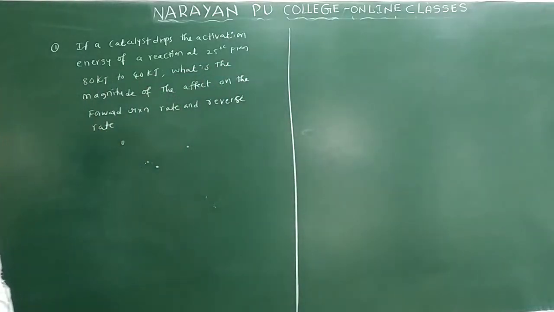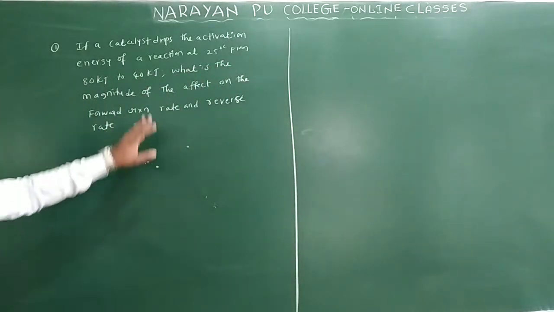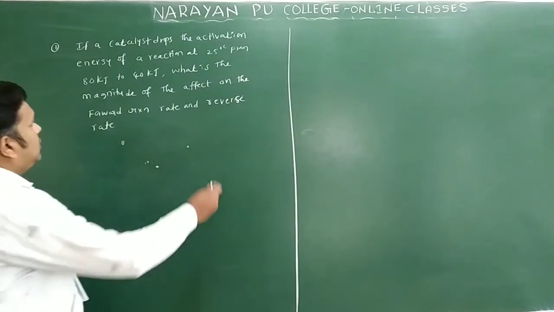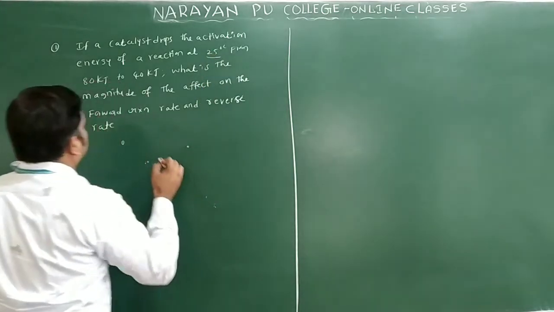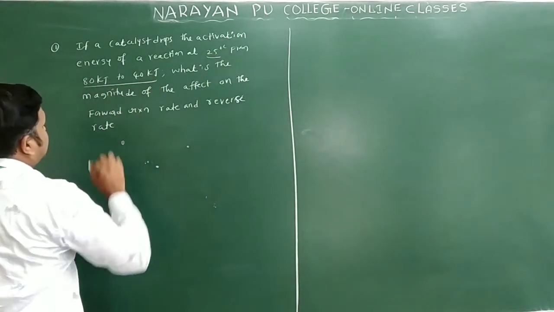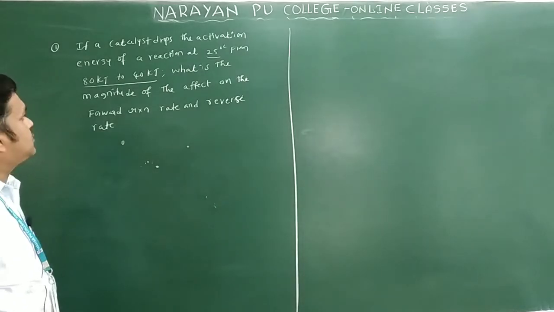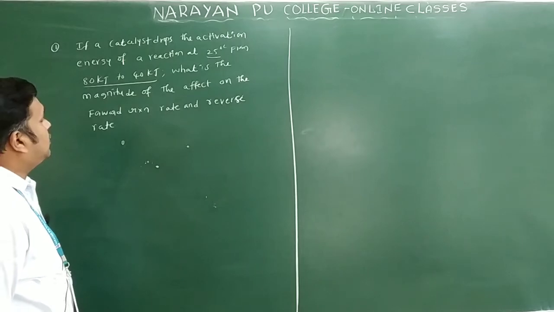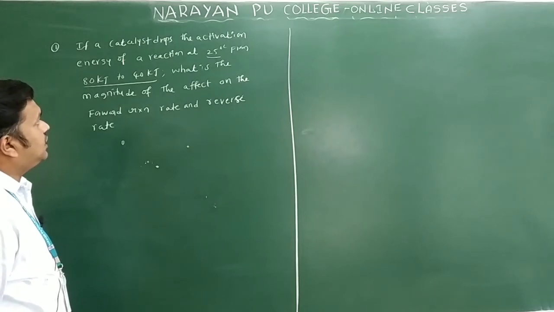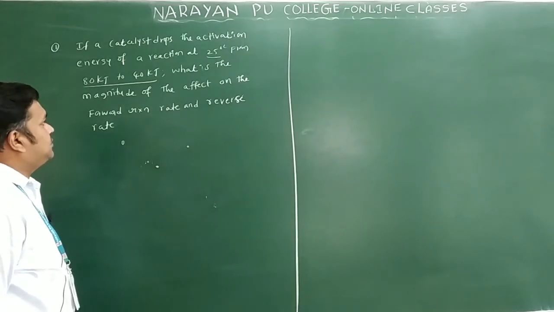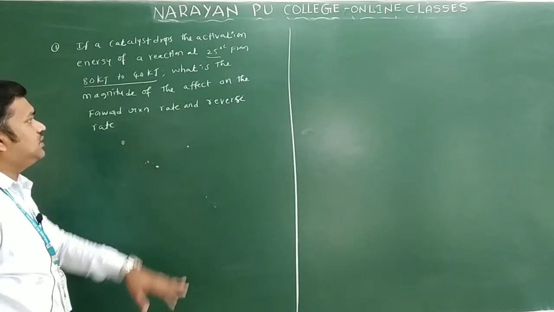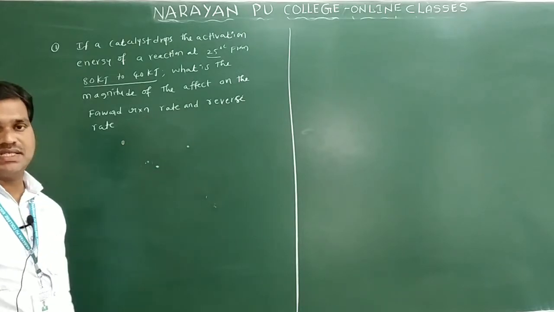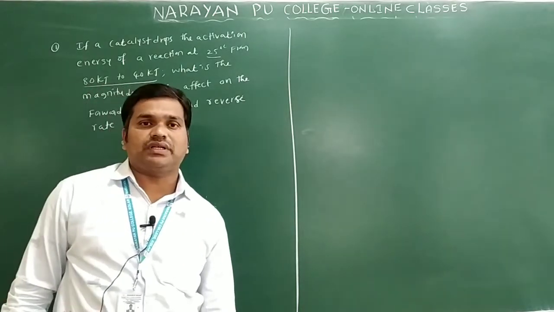If a catalyst drops the activation energy of a reaction at 25 degrees Celsius from 80 kilojoules to 40 kilojoules, what is the magnitude of the effect on the forward reaction and the rate constant? Forward reaction rate and reverse reaction rate, that is, the forward reaction and the backward reaction.